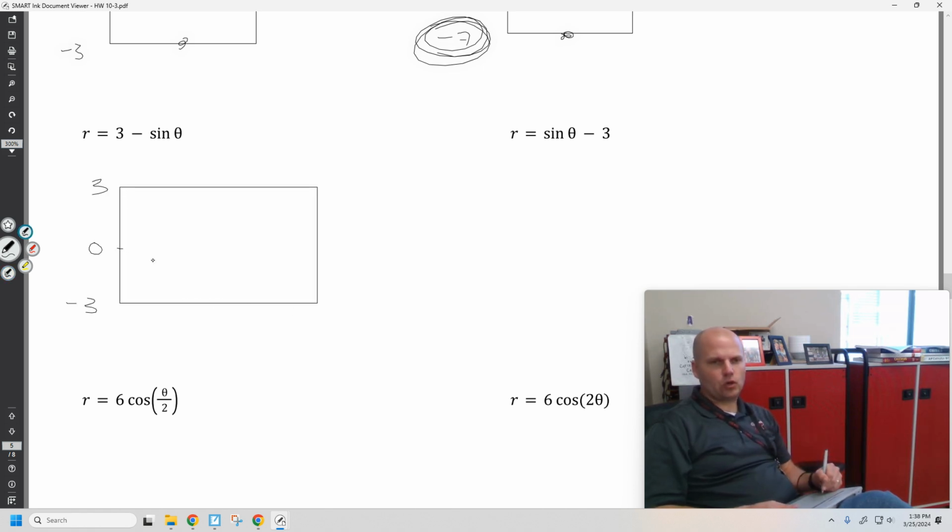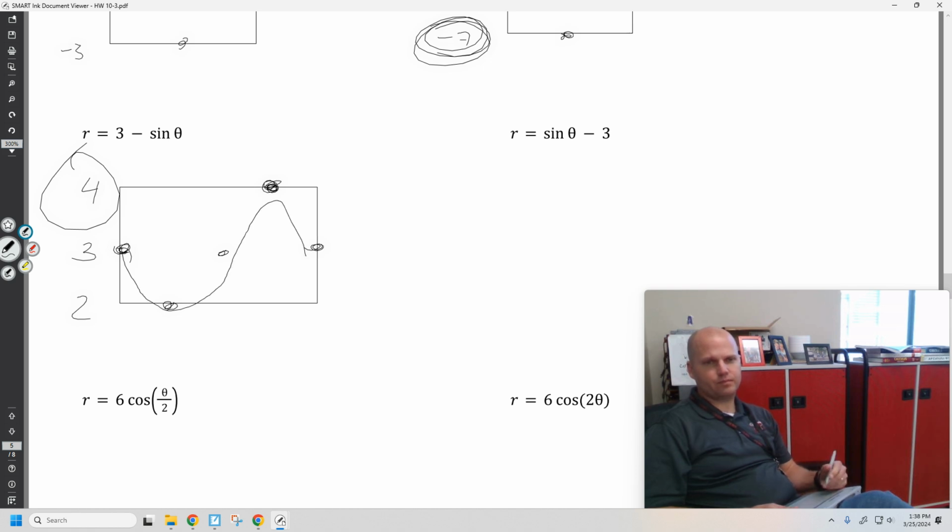-3 vertical reflection. We go down, up, down. Now, oh, I screwed up here. I completely screwed up. We are at 3. We go up 1, down 1. 4 is the biggest value. When does 4 occur? At 3 pi over 2.